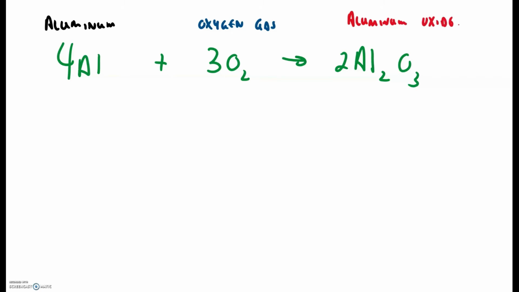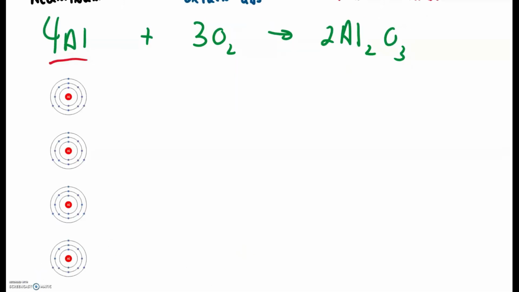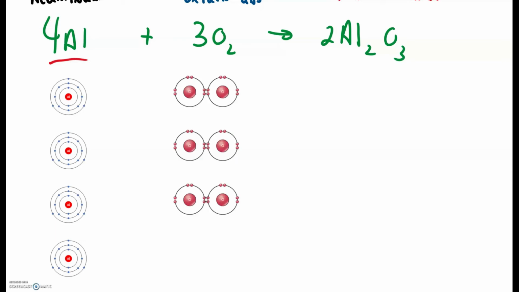What this formula tells us is that we're going to take 4 atoms of aluminum, and they're going to look like this. We're going to combine these 4 atoms of aluminum with 3 molecules of oxygen gas, and that's going to look like this. And when we're done combining these 4 atoms of aluminum with these 3 molecules of oxygen gas, we're going to get 2 molecules of aluminum oxide, and that's going to look like this.